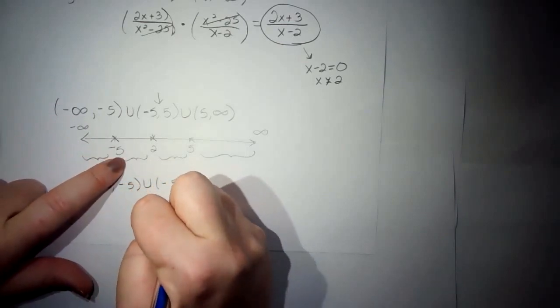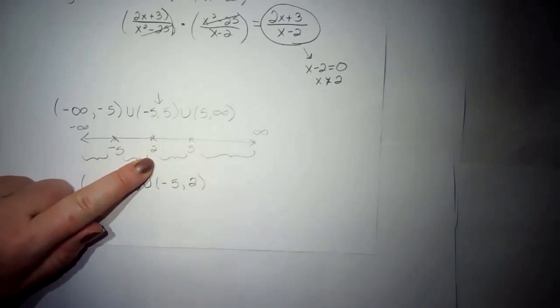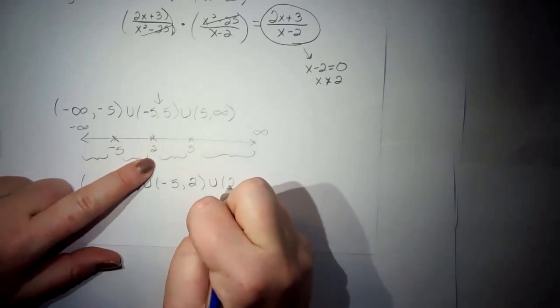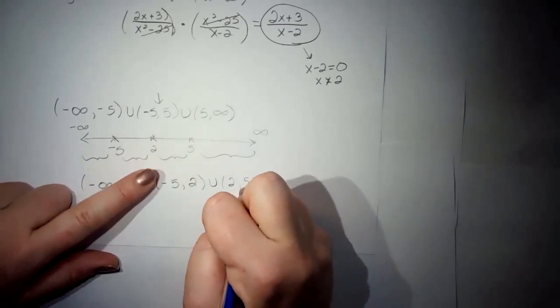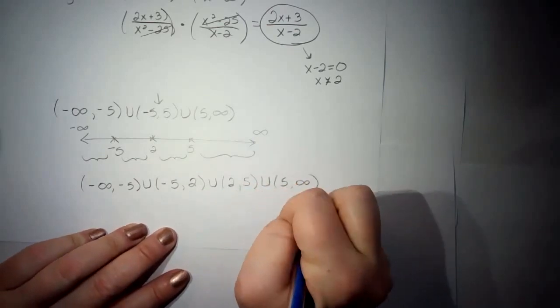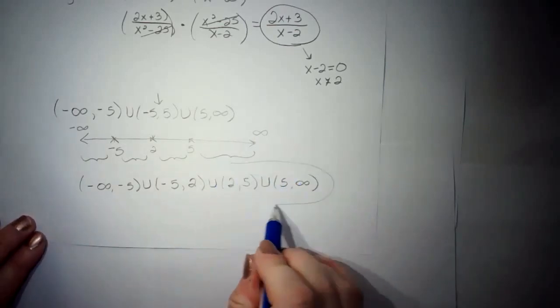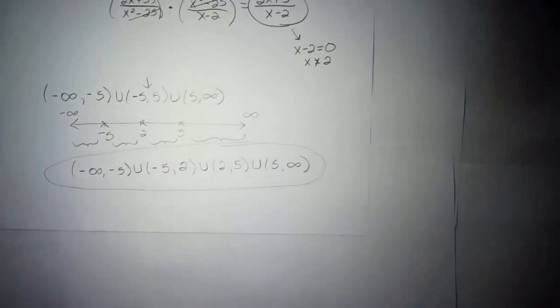But now -5 is going to go to 2 for that new little interval, unioned with 2, right? Because that's how we exclude it, to 5. And then 5 to infinity. So this is our new official domain for the division. Just look at the difference.